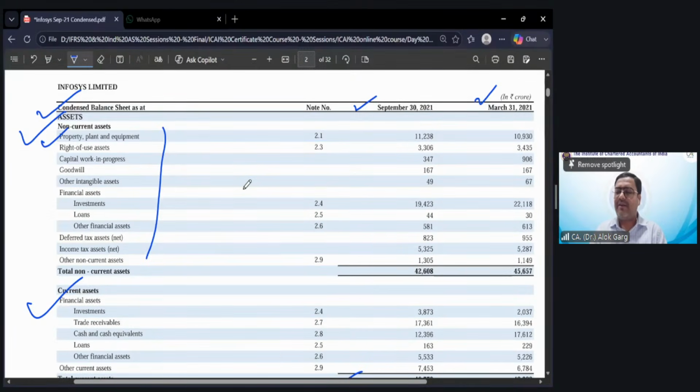What is the difference between the full balance sheet and the condensed balance sheet? What is the difference? Please tell me. And then I will show you from my eyes what is the difference between the full balance sheet and the condensed balance sheet.